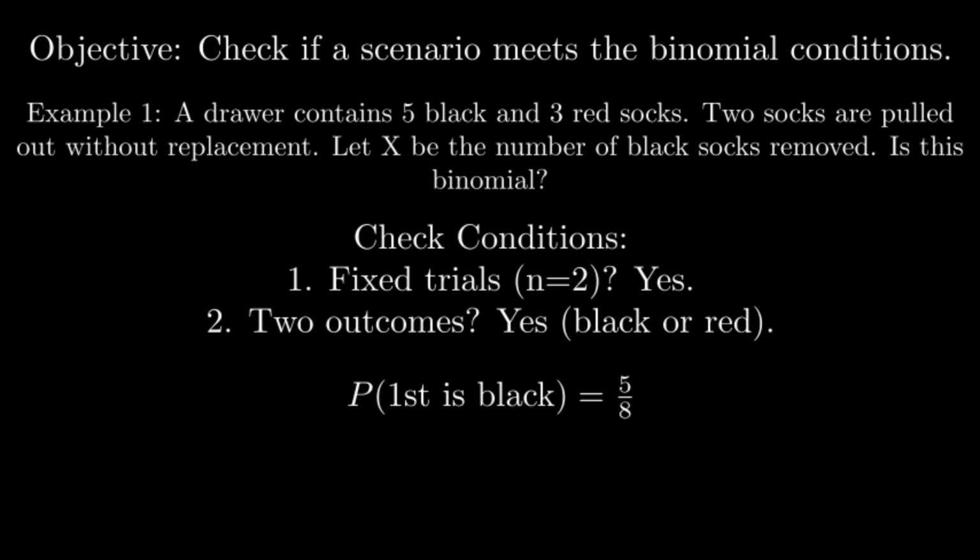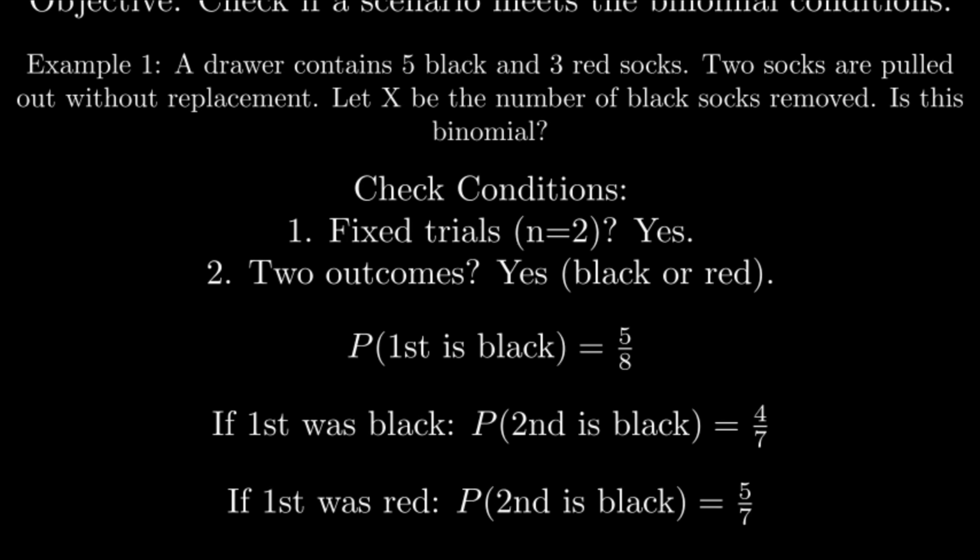But what about the second trial? Because we did not replace the first sock, the total number of socks has changed. The probabilities for the second draw depend on what we drew first. If the first sock was black, there are now 4 black socks left and 7 total socks. The probability of the second being black is 4/7. If the first sock was red, there are still 5 black socks, but only 7 total. The probability is 5/7.